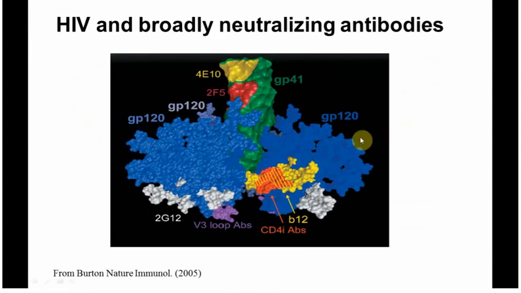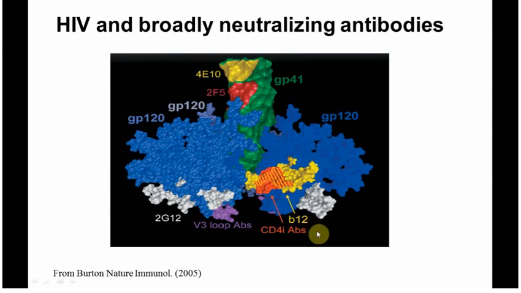If you look at this model of the gp120 and gp41 trimer, this shows you where the binding sites of different classes of neutralizing antibodies are. Now the V3 loop antibodies are neutralizing. They're going to bind to the V3 loop and prevent the interaction between the V3 loop and CCR5. However, V here means variable. This is a highly variable structure. So these neutralizing antibodies are strain-specific. They're not broadly neutralizing.